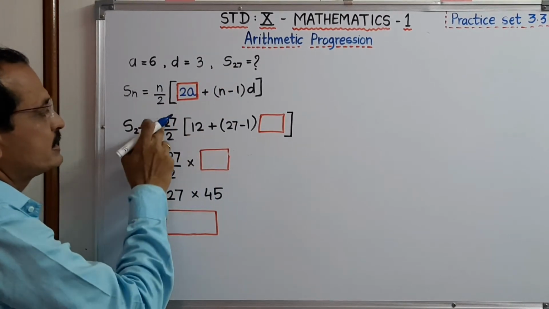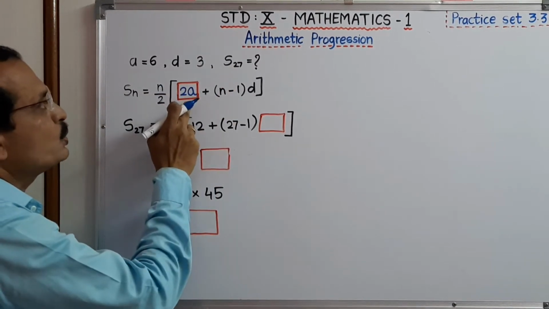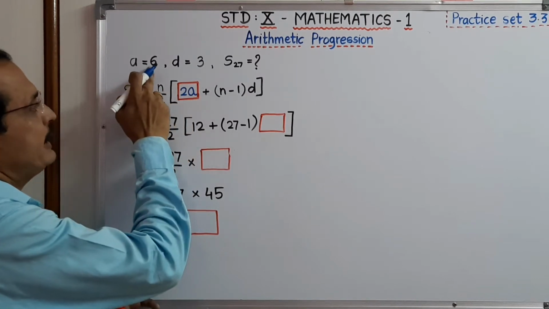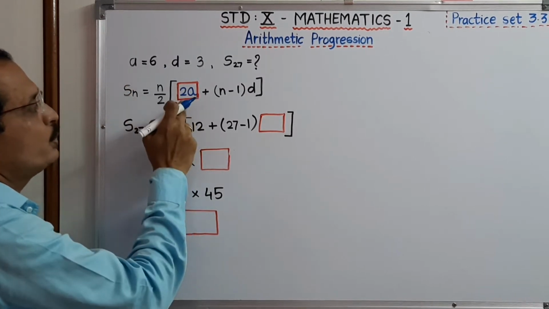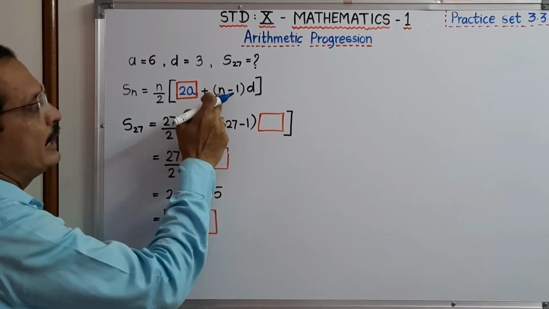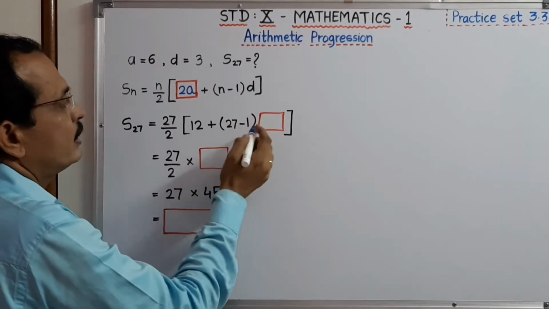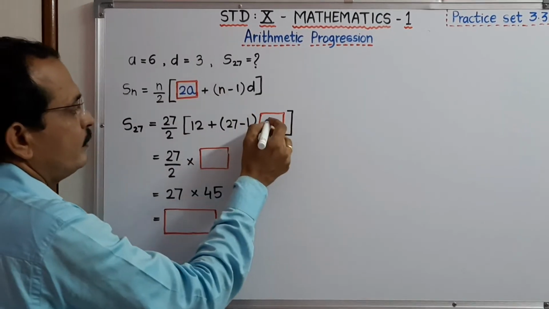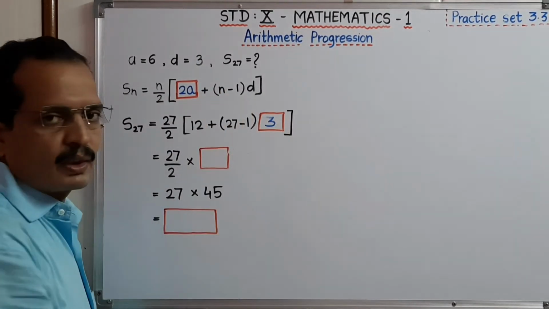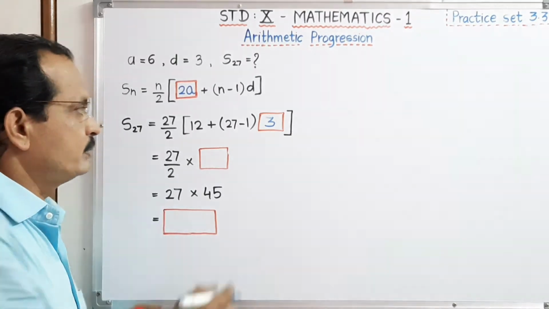Then n is 27 upon 2, 2a. Here a is 6, and 2 into 6 is 12. Then n is 27, minus 1, into d. Here we have to write the value of d, and the d value is 3. Common difference is 3, it is given.